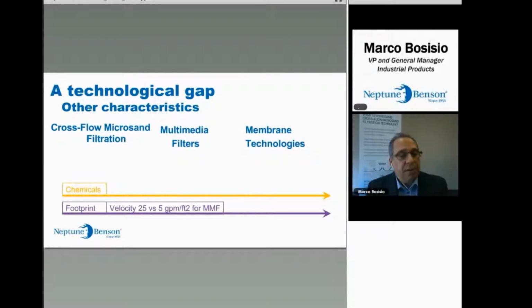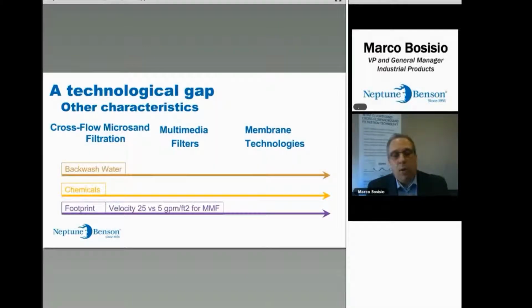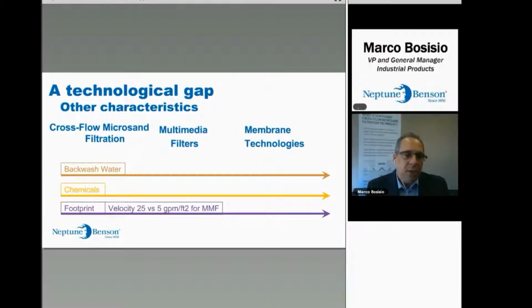When it comes to chemicals, of course, there are some applications where the cross-flow may be used without even coagulants, simply because it can capture down to 1 micron and less, and that avoids sometimes using chemicals. And when it comes to the backwash water, because microsand is very easy to backwash and requires less velocity, and because of the freeboard that is designed within the system, the backwash water is minimized drastically, and we're talking sometimes up to 80% less water being used.